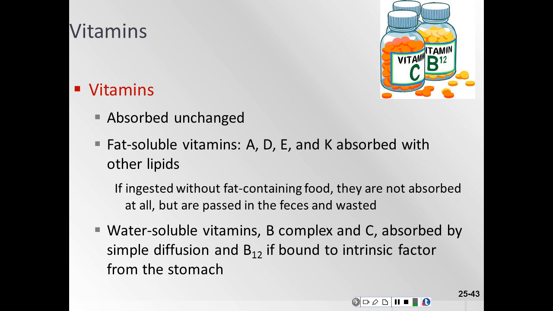So those who are trying to consume vitamin K, A, D, and E, you need to have some type of fat within your food. Good dietary fats help with absorption of these. Otherwise they're just going to be passed straight out as waste and into your feces. So there's nothing wrong with consuming some fats, because it does help with the absorption of the A, D, E, and K. That's why they're called fat-soluble vitamins.